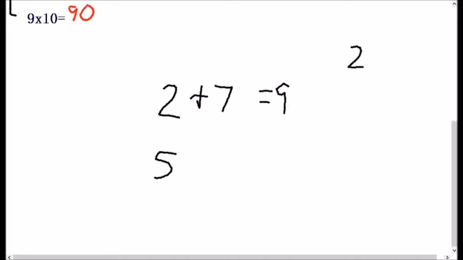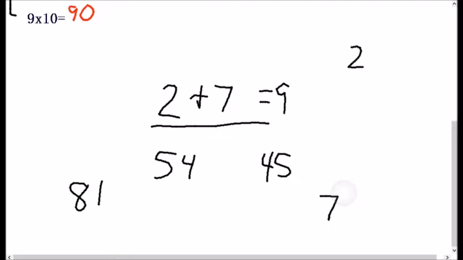5. That would be a 4. What partners with the 4? That would be a 5. We just said that before. Okay, what partners with the 8? Well, that's 1. What partners with the 7? That would be 2. See, we did that one up here. 7 and 2 partner. Whether the 7 comes first or the 2 comes first, those are the partners.